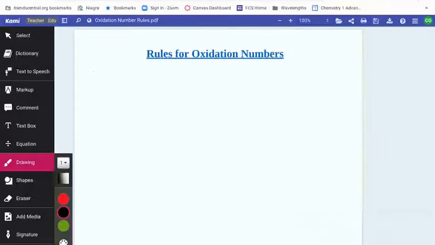Right, so these are rules for oxidation numbers. Oxidation numbers are fairly important for us when we talk about the transfer of electrons. So it's all about electrons in an atom, electrons moving from one element to another.